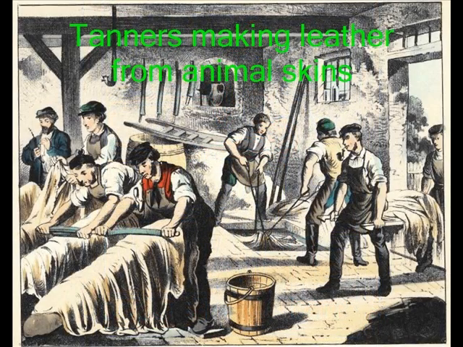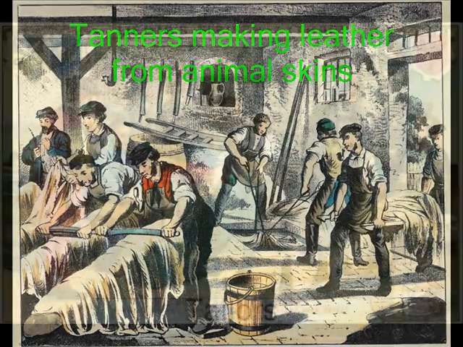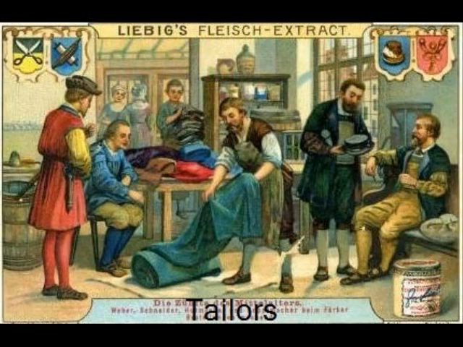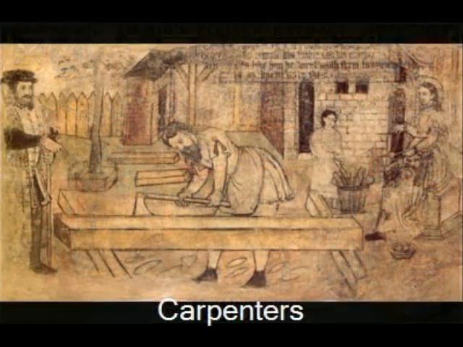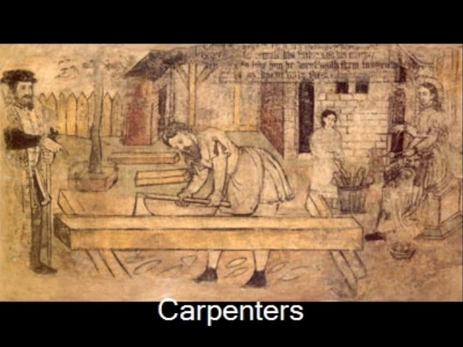Medieval trades included shoemakers, carpenters, blacksmiths, bakers, butchers, weavers who made cloth, tailors who made clothes, coopers who made barrels, millers who made flour, masons who built with stone, tanners who made leather, and chandlers who made candles.